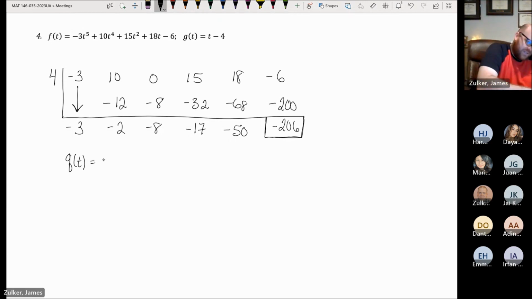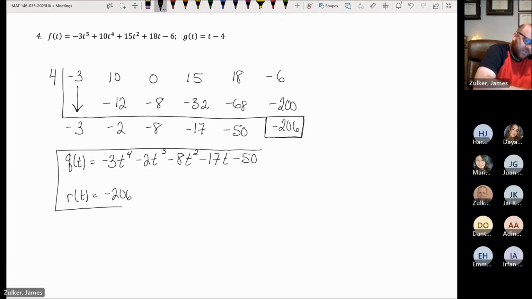Quotient. Right? Remember, the quotient has degree 1 less than that of the dividend. So it's going to be degree 4. And these are the coefficients. And then the remainder is just -206.